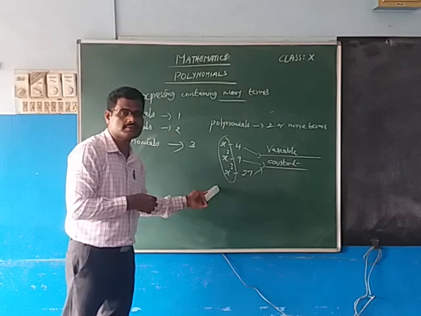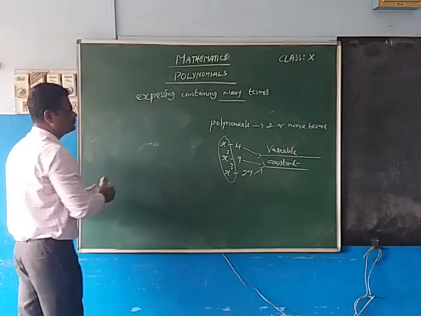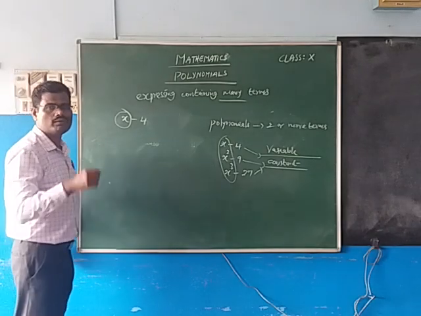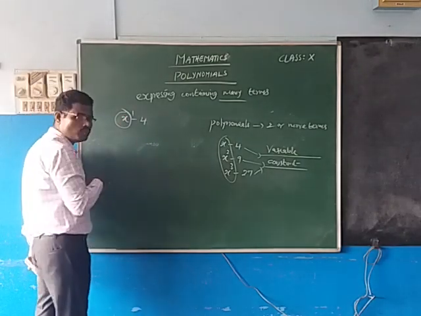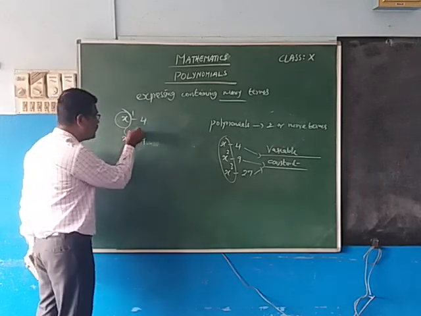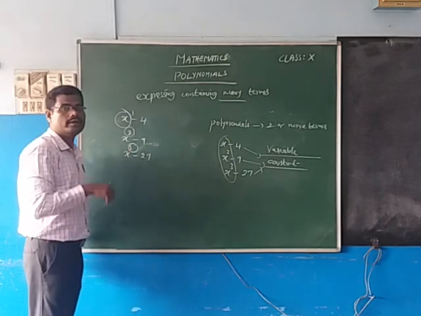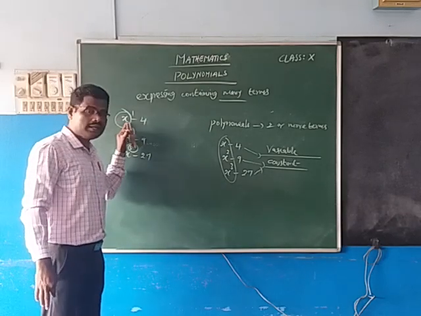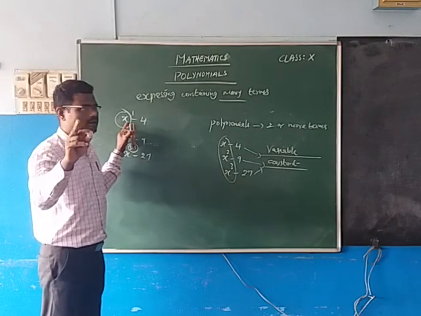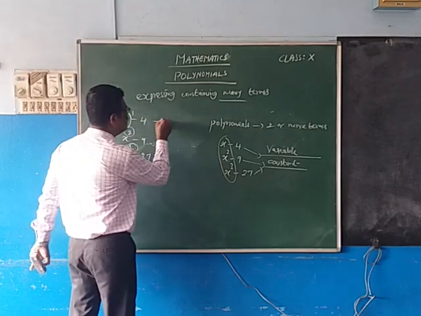What are the differences? In x minus 4, we can see only x. What is the power of x? The power of x is 1. In x square minus 9, what is the power of x? Power is 2. In x cube minus 27, what is the power? Power is 3. A polynomial containing a variable of degree 1, of power 1, is called a linear polynomial.